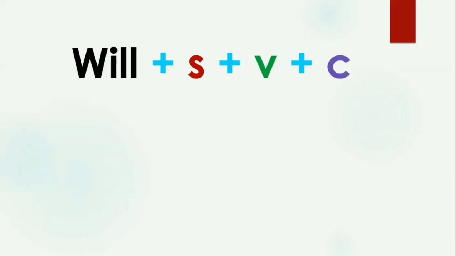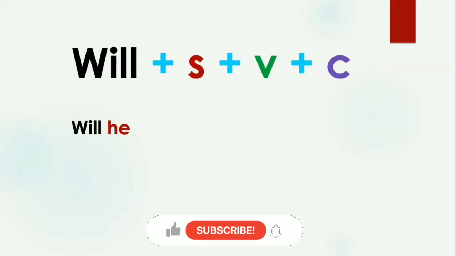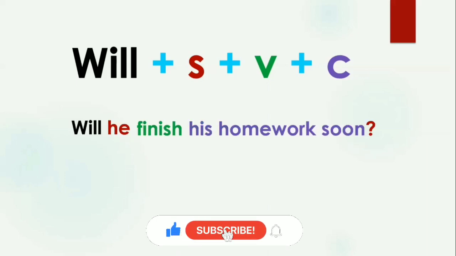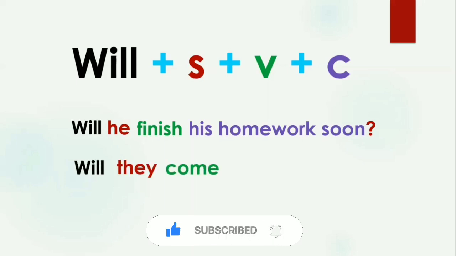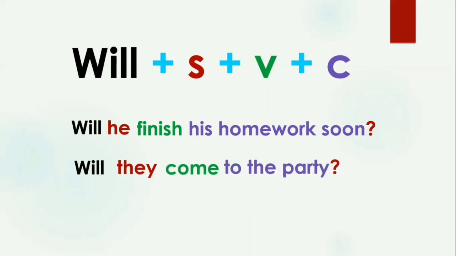Now this is the structure to make the question form. First we need will. Next we need subject. Next verb. And the next one complement. Will he finish his homework soon? Next one we need will, subject, verb, complement. Will they come to the party? Will, subject, verb, complement. Will I call you later?